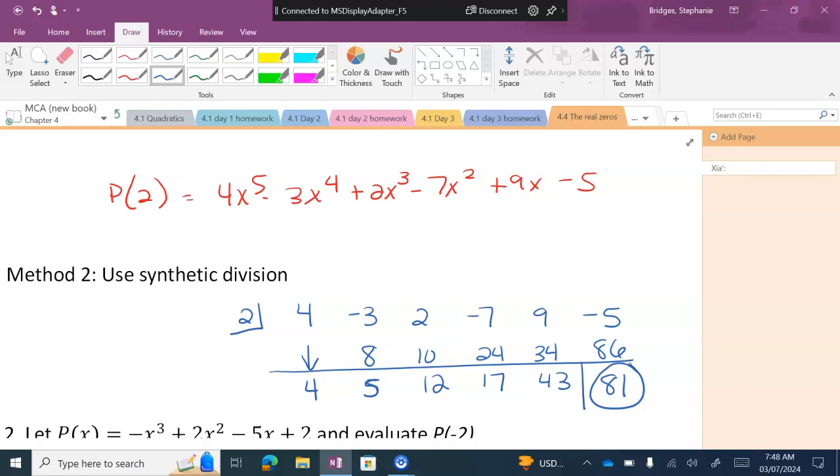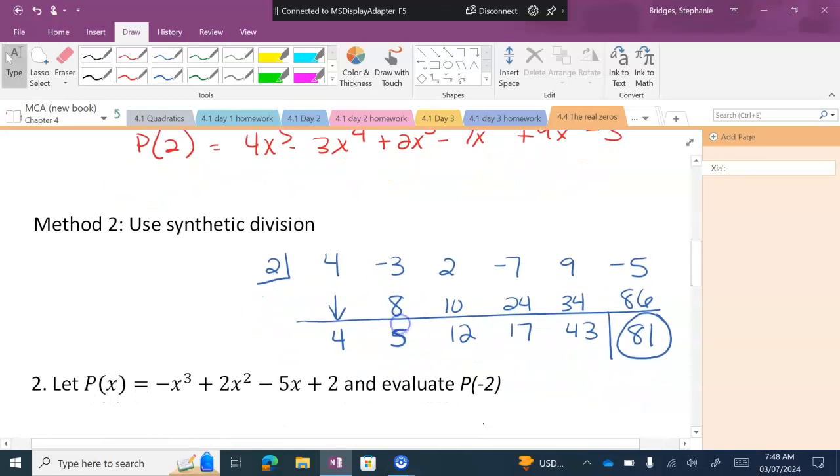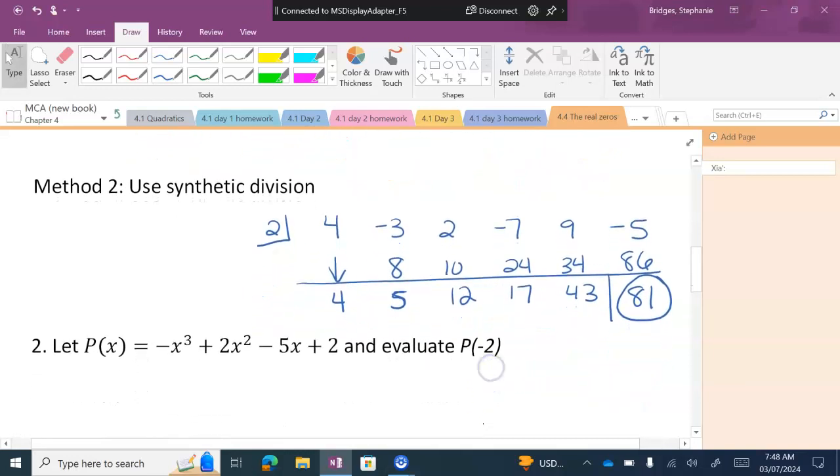Is everybody ready to try one? Okay. New function. P of x is equal to -x to the third plus 2x squared minus 5x plus 2. And this time we're evaluating it when my polynomial, when x is -2.